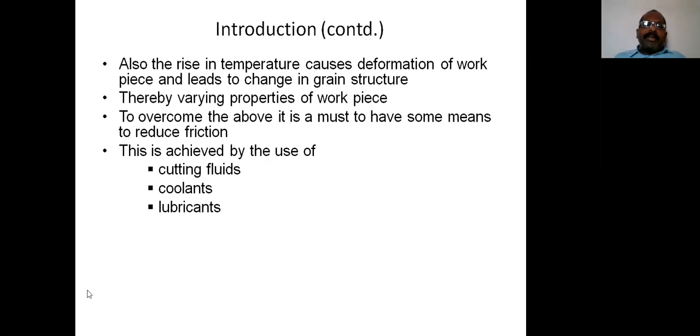So at the beginning of the chapter itself I explained that cutting fluids and coolants come under the machining surfaces, whereas lubricant is required not only at the cutting machines, but even for IC engine parts also. Cutting fluid is not required for an IC engine, but lubricant is required for the IC engine, and for any type of cutting machine, whether it may be a milling machine, a lathe machine or a shaping machine.